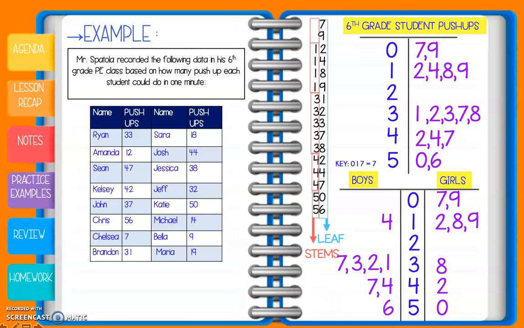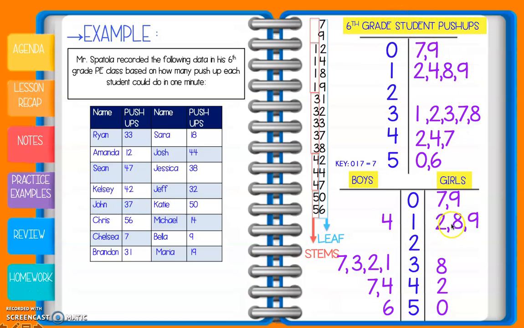Okay, so the reason that we make a double stem and leaf plot is so that we can see the differences within the data in the same set. Okay, so if you look at our first stem and leaf plot, if we're looking at the shape, most of our data falls towards the center, and we have a little bit on each extreme. So that would mean that we have a bell or a normal distribution when we look at the whole class.